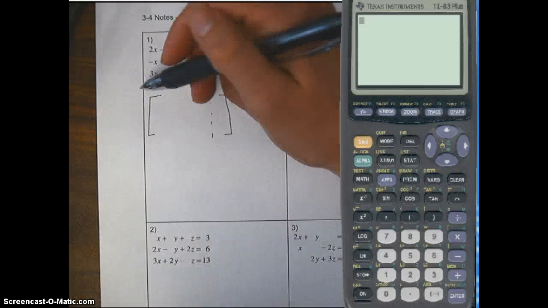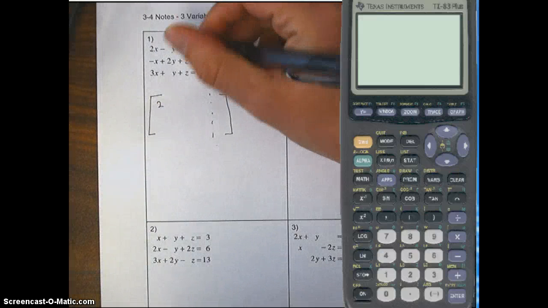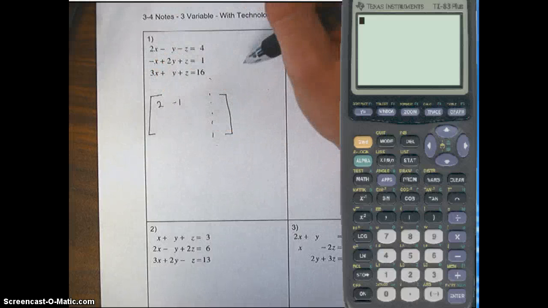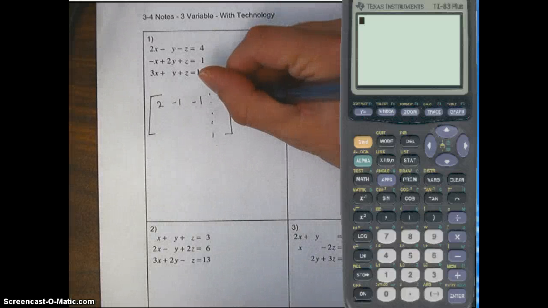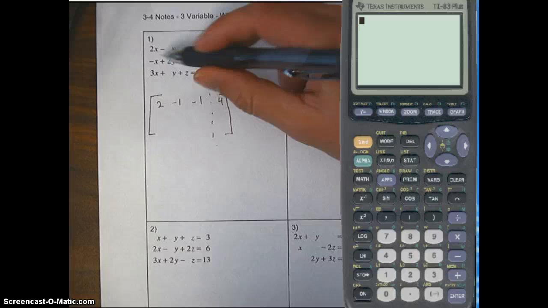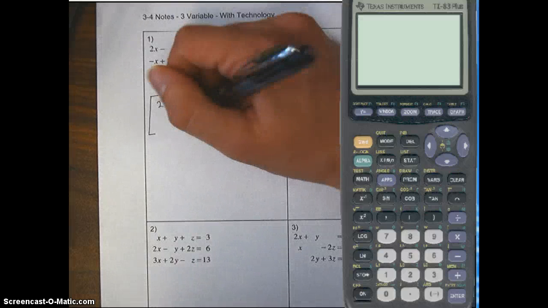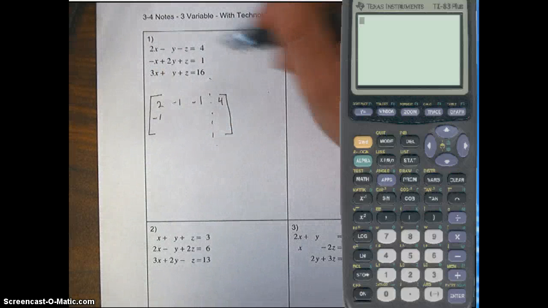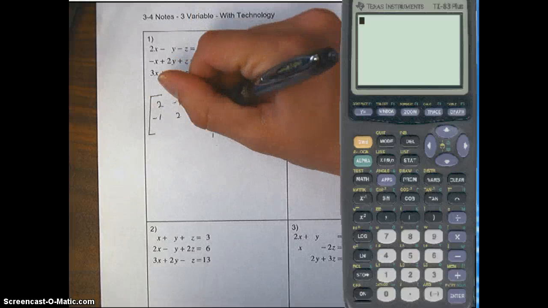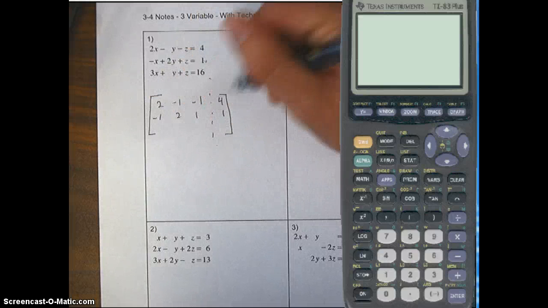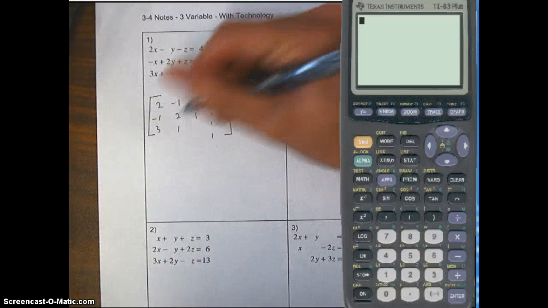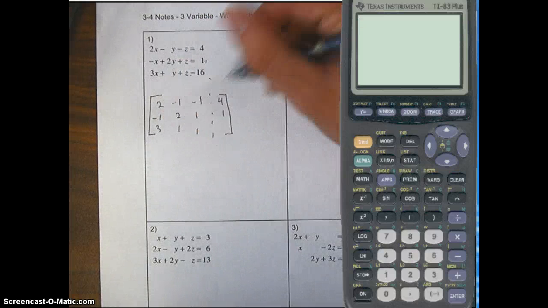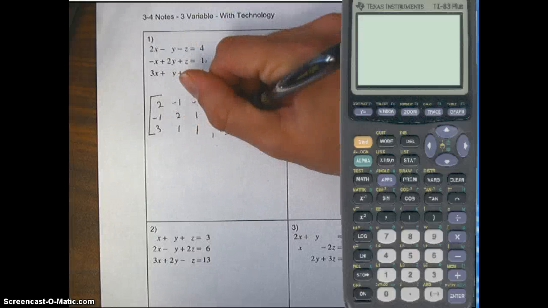I'm going to write the number in front of the x, the number in front of the y, which is a -1, the number in front of the z, which is -1, and the number after the equal sign, which is a 4. In the second equation, I write -1 in front of the x, a 2 in front of the y, a 1 in front of the z, and after the equal sign a 1. In the third, in front of the x is a 3, in front of the y is a 1, in front of the z is a 1, and after the equal sign is a 16.